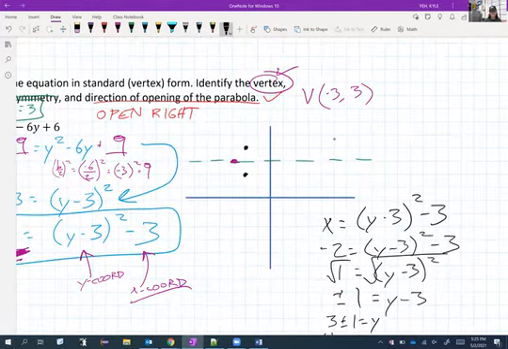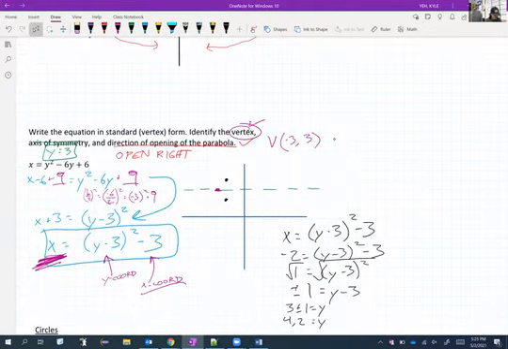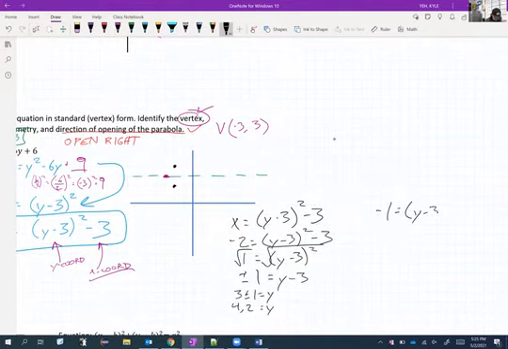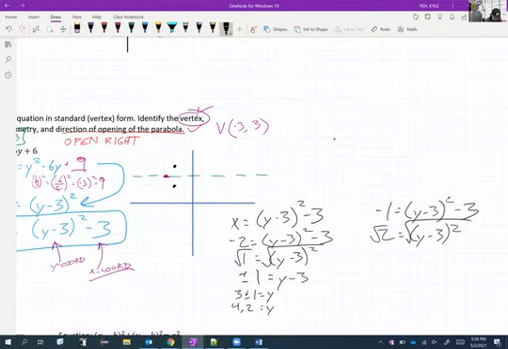Now, we weren't asked to graph, but I just wanted to show you, we could do that again if we wanted. We could say, what if we plug in negative 1 for x? This is how you can get some values. So add 3, we get 2 equals y minus 3 squared, square root. So plus or minus root 2 equals y minus 3. And 3 plus or minus root 2 equals y.